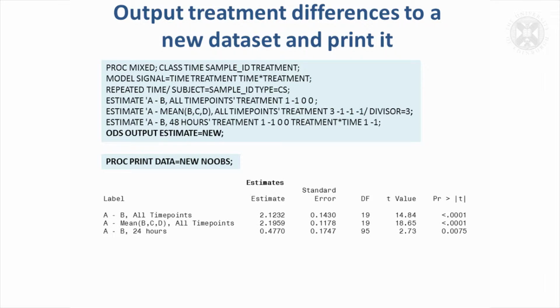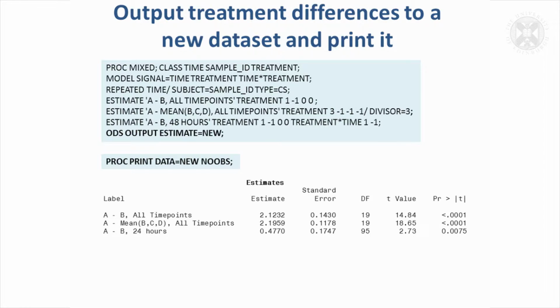And we can output those estimates just like we output the means to a new data set. So we're saying the estimates, put them in this data set new, and if we printed that out, this is actually what the data set would be, and the variable names will be something like this in the new data set.